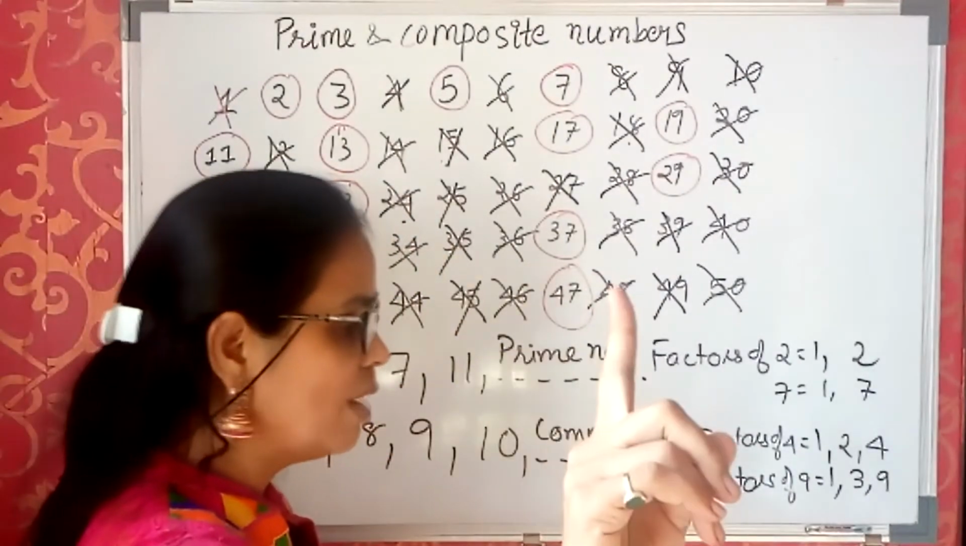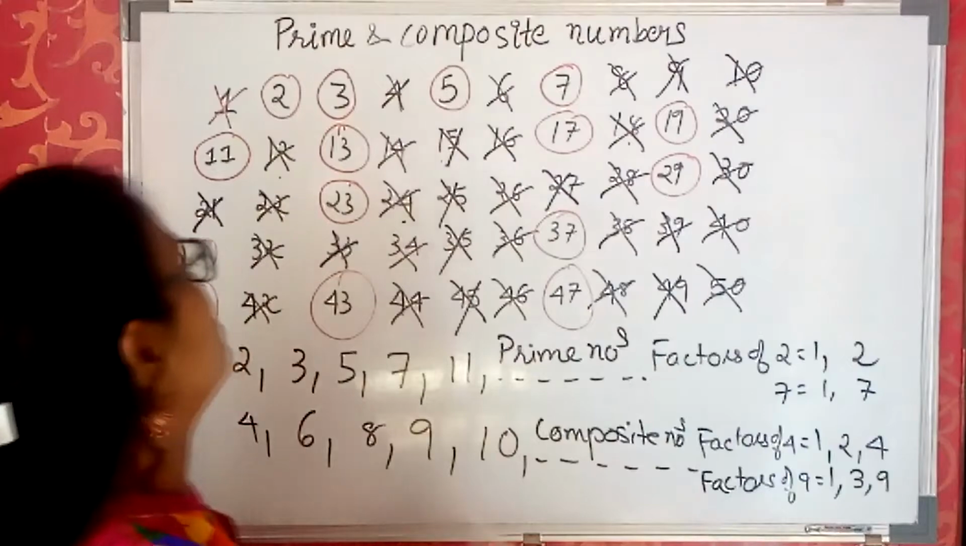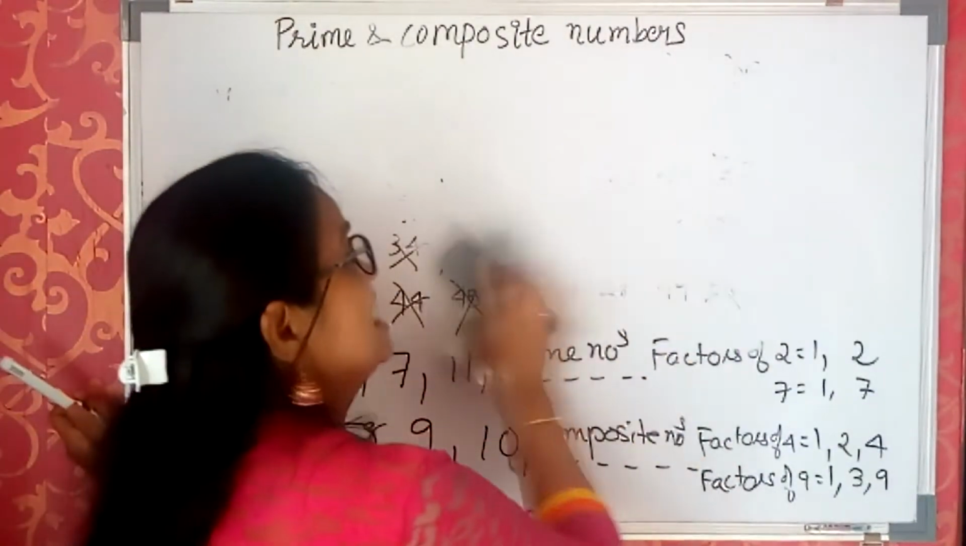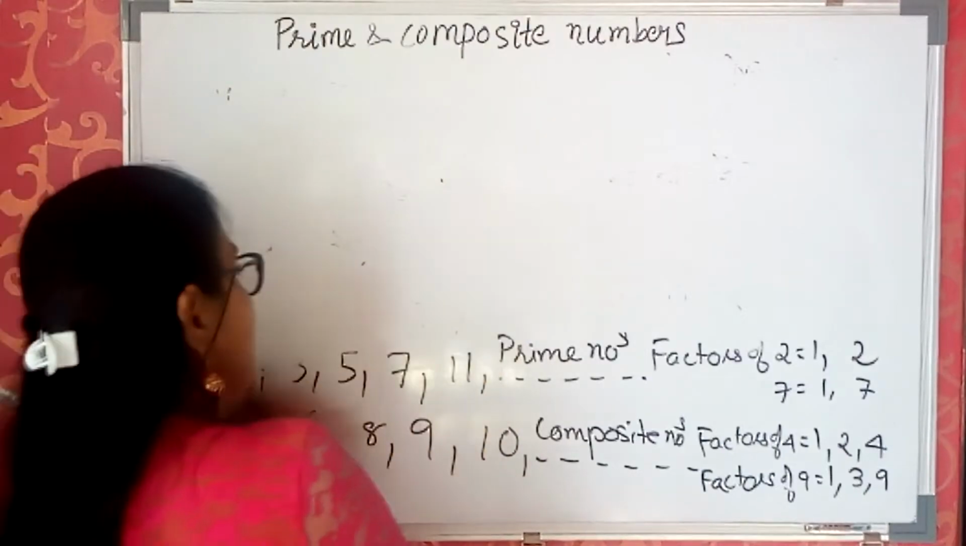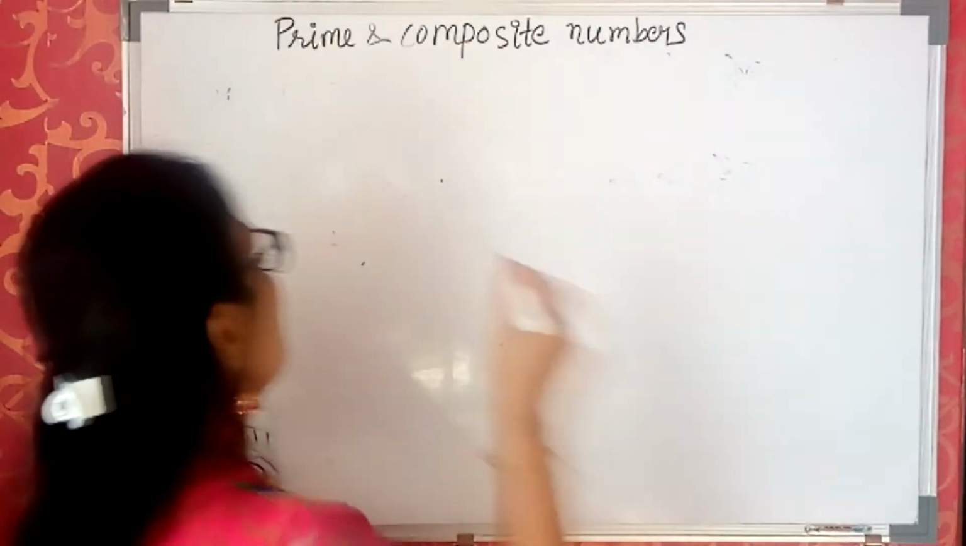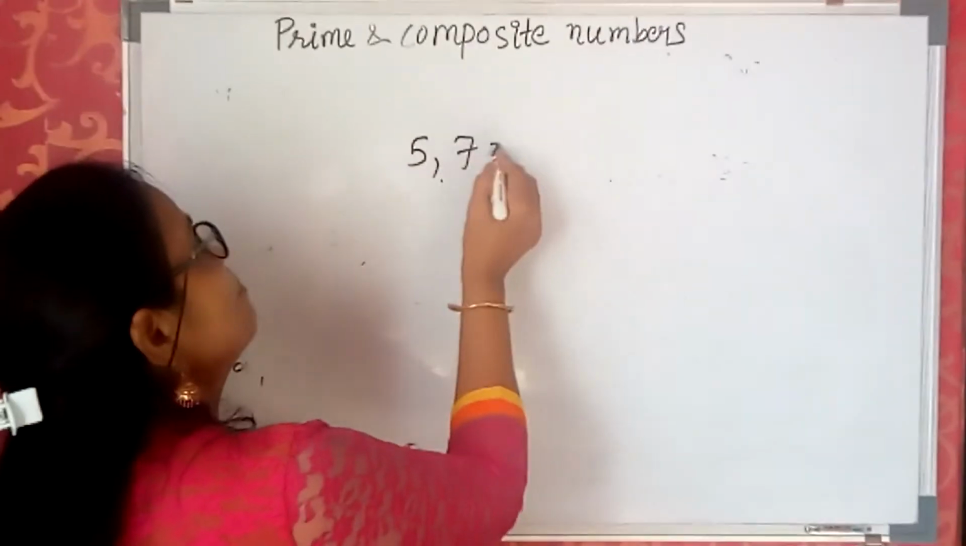Now one more number type is there, that is called twin prime numbers. Twin prime numbers means twins. You know the meaning of twins, that is judwa. Twin prime numbers means, suppose 5 and 7 are prime numbers.